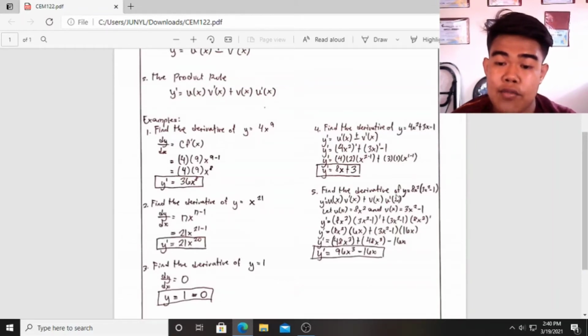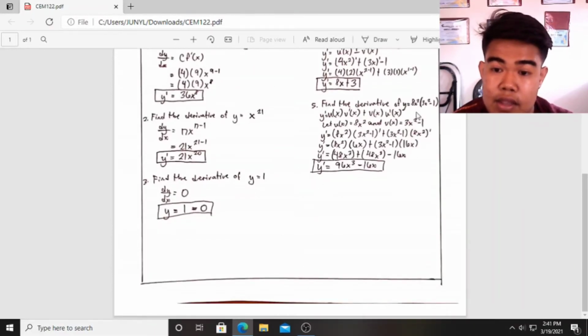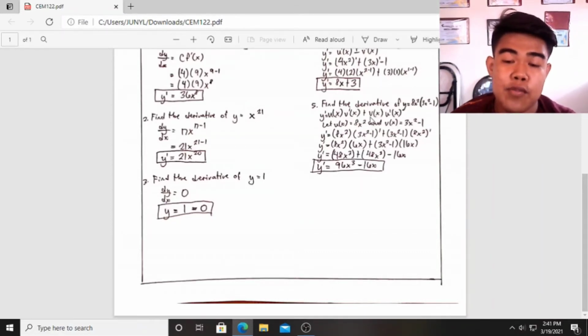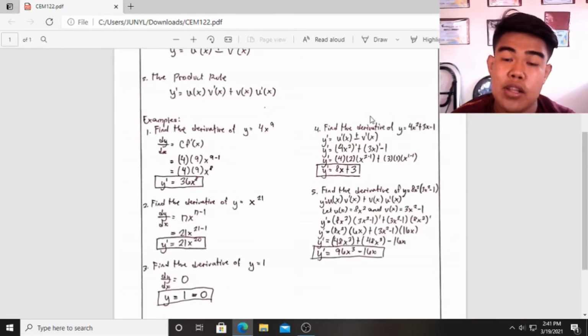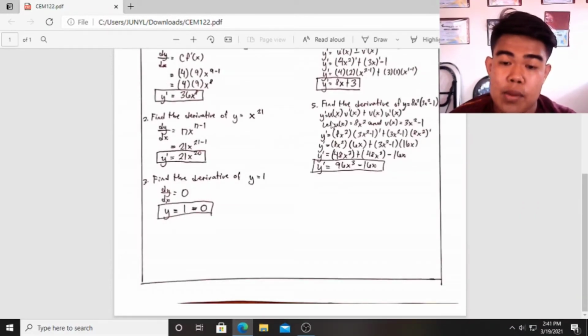So the fifth is the product rule. So find the derivative of y equals 8x squared times 3x squared minus 1. So the formula for the product rule is y prime equals u x v prime x plus v x u prime x.